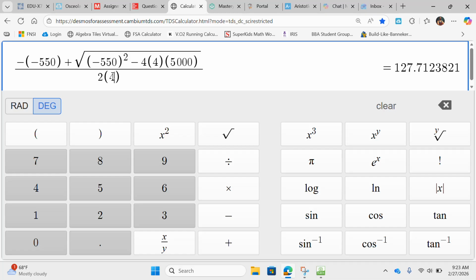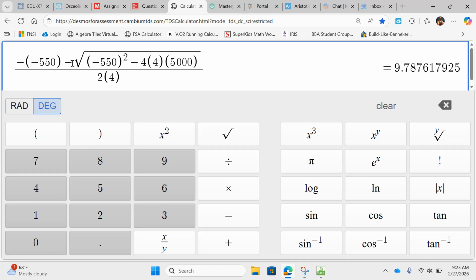So one of the possible widths could be 127. That's one of the possible ones. So we could say X could be 127.71. Now let's change this plus to a minus. Another one could be 9.78. Now, which one do we choose?